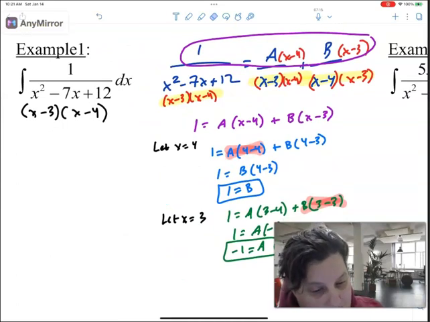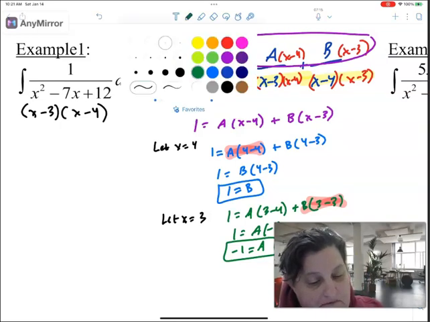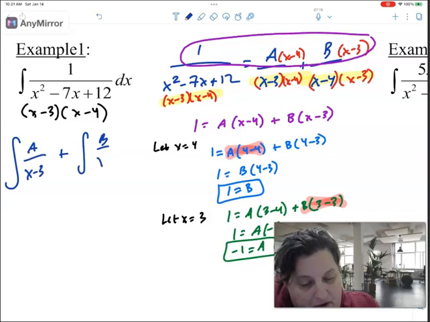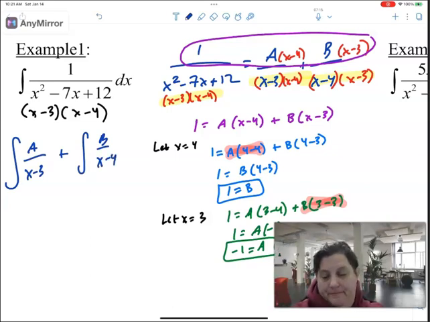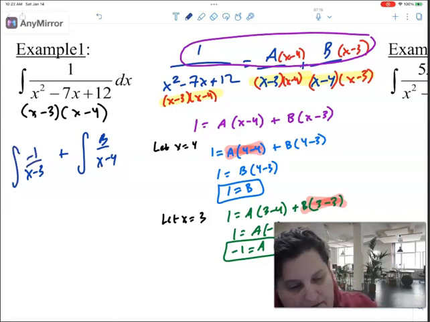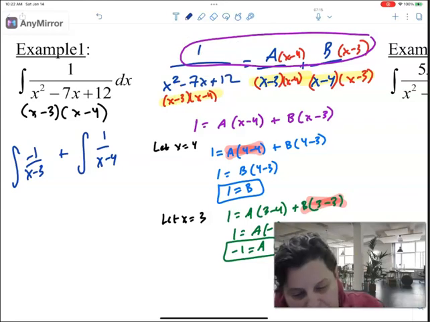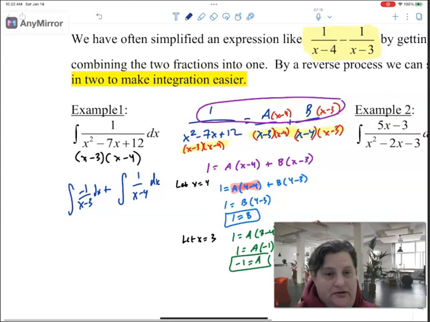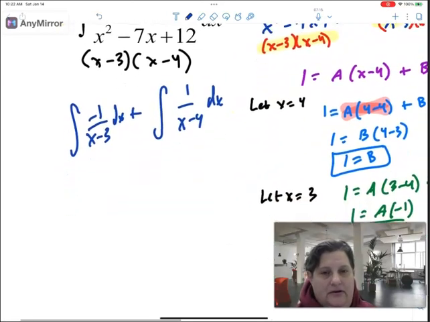So go back to the beginning. Remember that before I had done all this, I said, well, I could split this up into a over x minus 3 and b over x minus 4. Okay? Now, I just found out that a was negative 1 and b was positive 1. Okay? And these should both have a dx on them. And now that I did this, again, guys, this is all algebra stuff. Now that I did all that, I can integrate this, right?